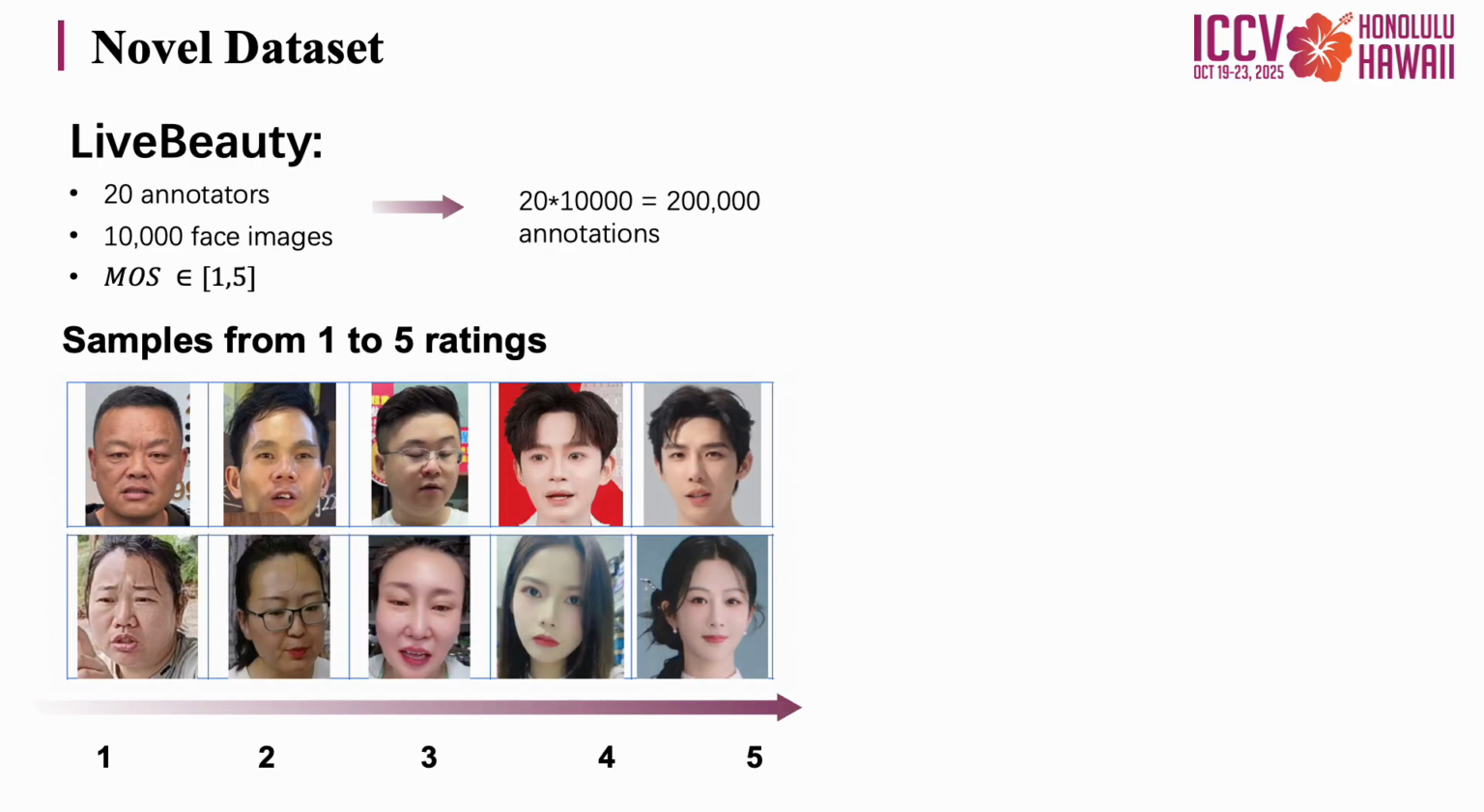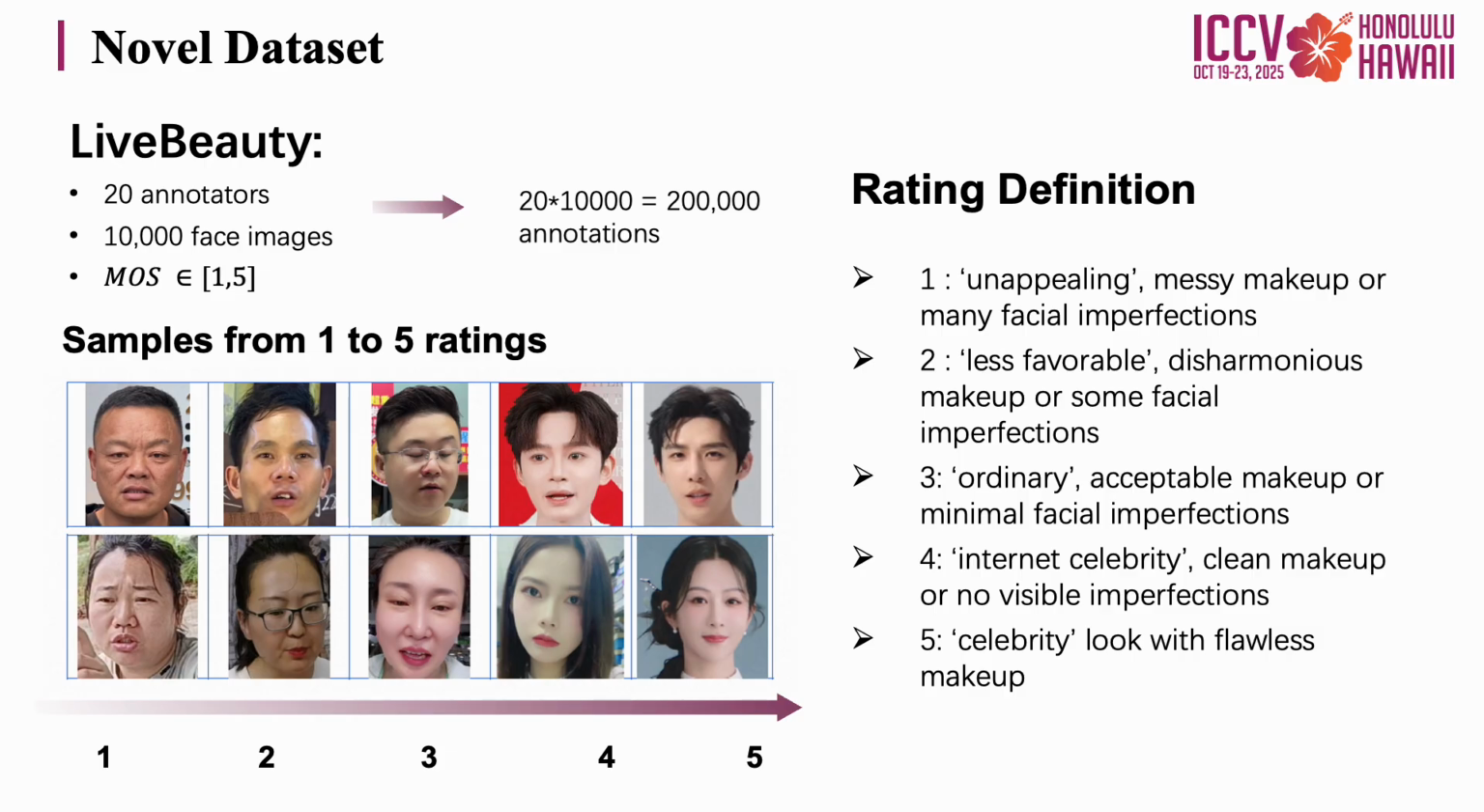The bottom figure shows examples of the face images in our Live Beauty dataset. From left to right are examples rated 1 to 5. The first row is male and the second row is female. The rating definition is shown on the right of the slide. 1 suggests unappealing, describing messy makeup or multiple facial imperfections such as acne scars and wrinkles.